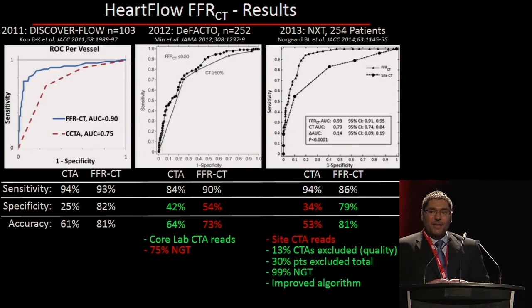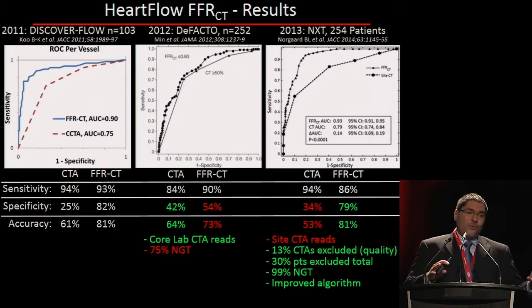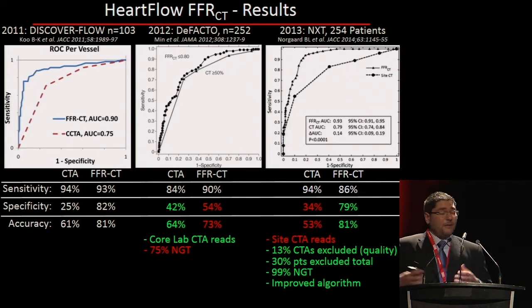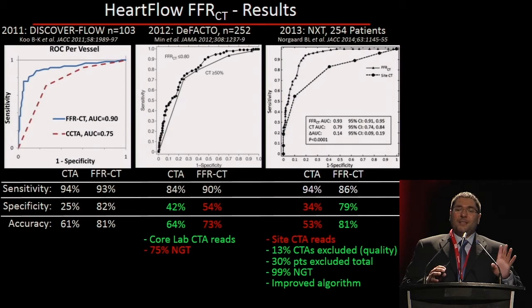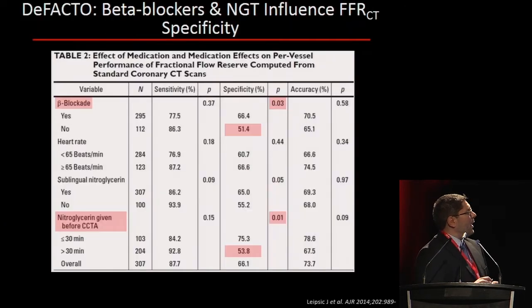Now, the final trial instead had site CTA reads. So at every site, they read the CTAs. Everyone has different levels of expertise, different levels of years of experience, and so on and so forth. So that explains CTA going down. But what explains FFRCT accuracy going up? Nitroglycerin was much better. 99% of patients got it. But also, they excluded 13% of the CTs due to quality. So 13% of CTAs were not accepted for FFRCT analysis. And there was an improved algorithm involved as well.